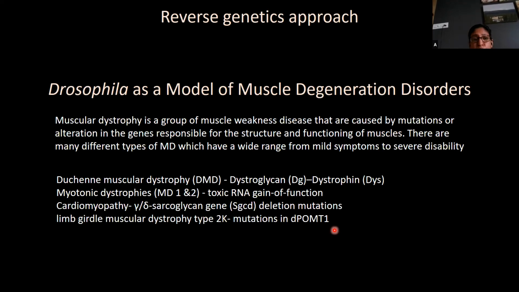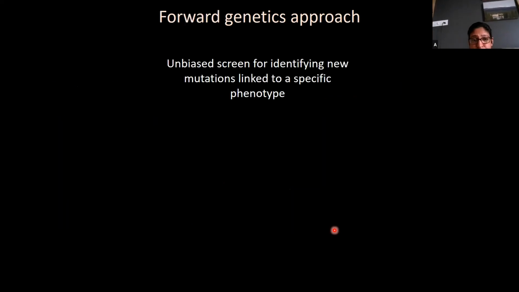So these are all known genes, the reverse genetic approach. How do we go for the forward genetic approach, and why should we go for it? We know that there are many genes already linked to diseases, but there are many cases where we actually do not know which gene is causing the disease. For that, we can take either the forward genetic approach, or we can go for the diagnostic approach.